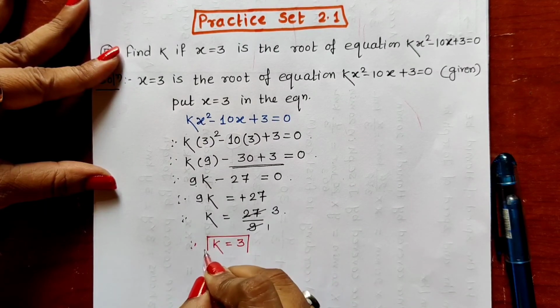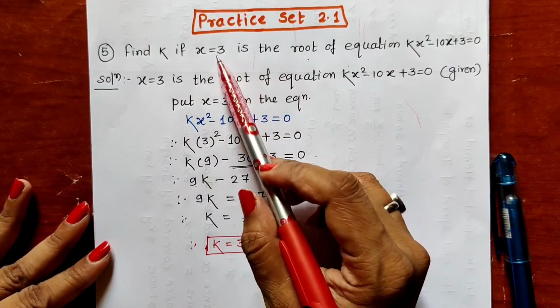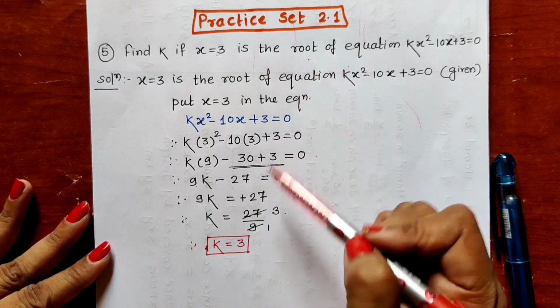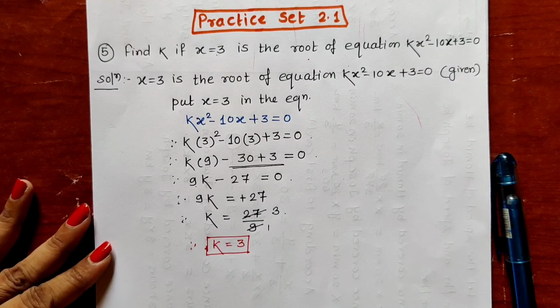So in this way, when the root of the equation is given, you can put this value in place of the variable and get the value of the other variable. Okay, let us see the next sum. Same method, only the next sum is an activity based sum.